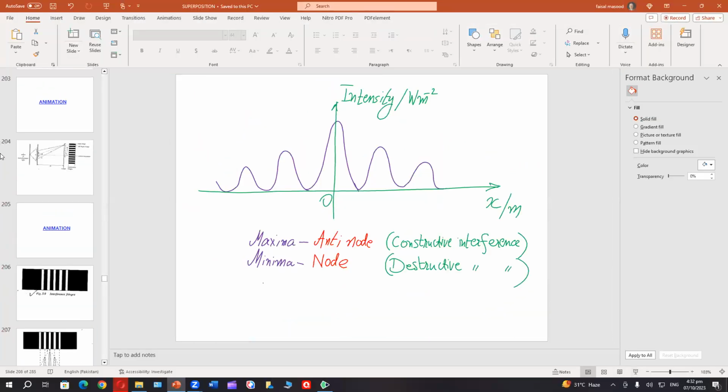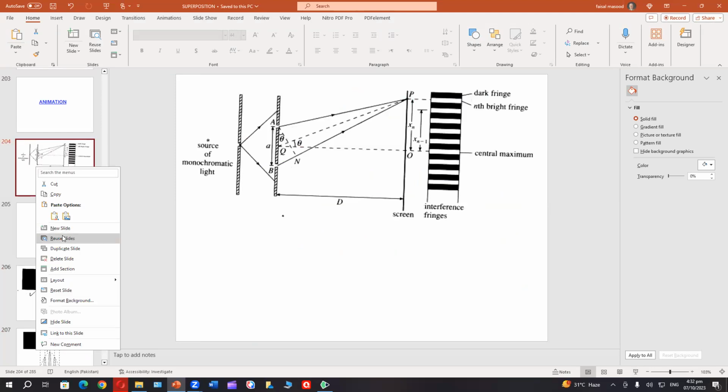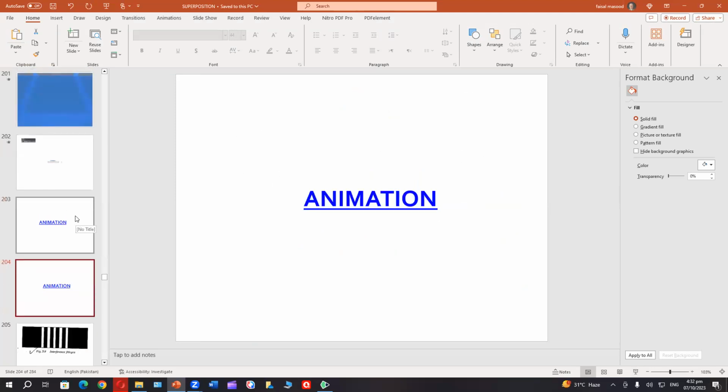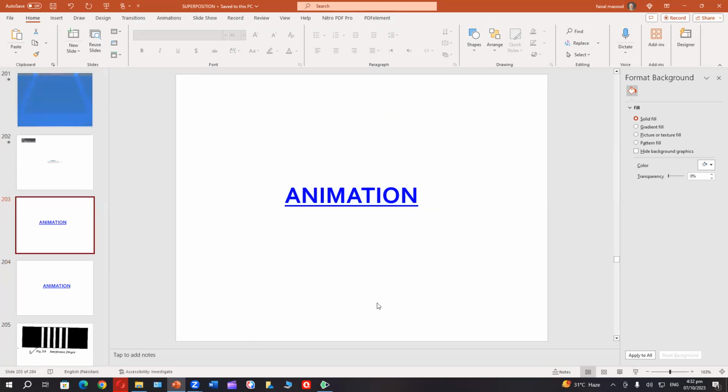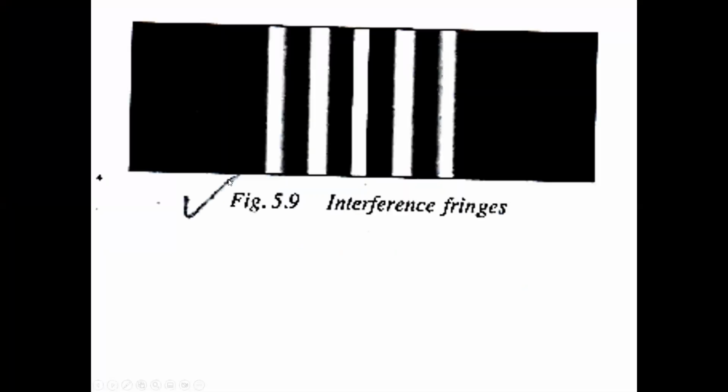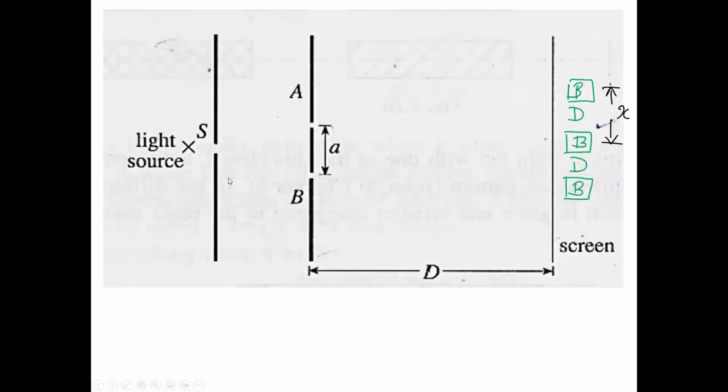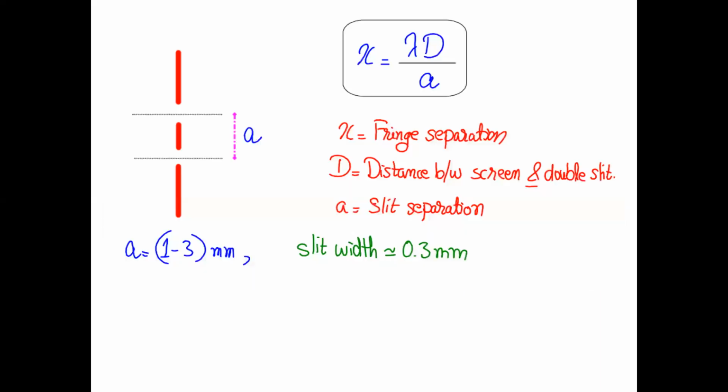This is the pattern. We are talking about Young's double slit experiment, and this experiment was conducted in order to show interference in light. Look at this diagram. a is the slit separation, D is the screen separation, and x is the fringe separation. Look at this important formula.